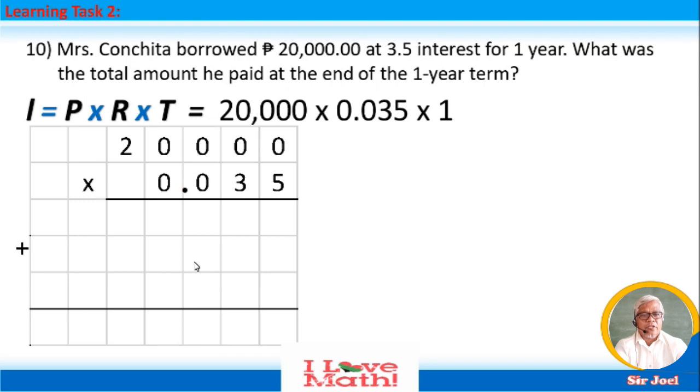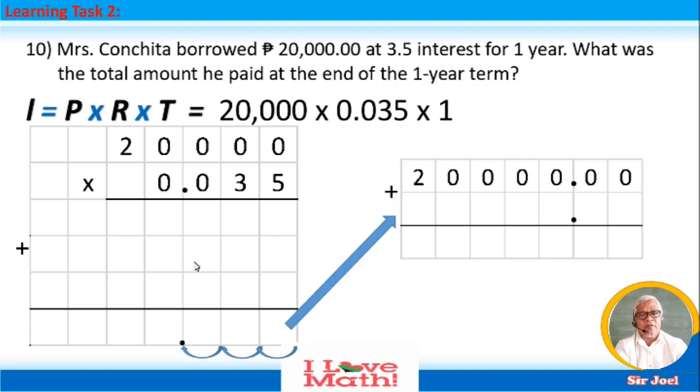Okay? Tapos, huwag kakalimutan i-move yung inyong sagot 3 places to the left. Kasi meron kang 3 decimal places doon sa iyong tanong na 20,000 times 0.035. Then, yung sagot mo, i-add mo lang doon sa iyong original price na 20,000 pesos. At syempre pa, alam kong ito ay kaya mo namang.